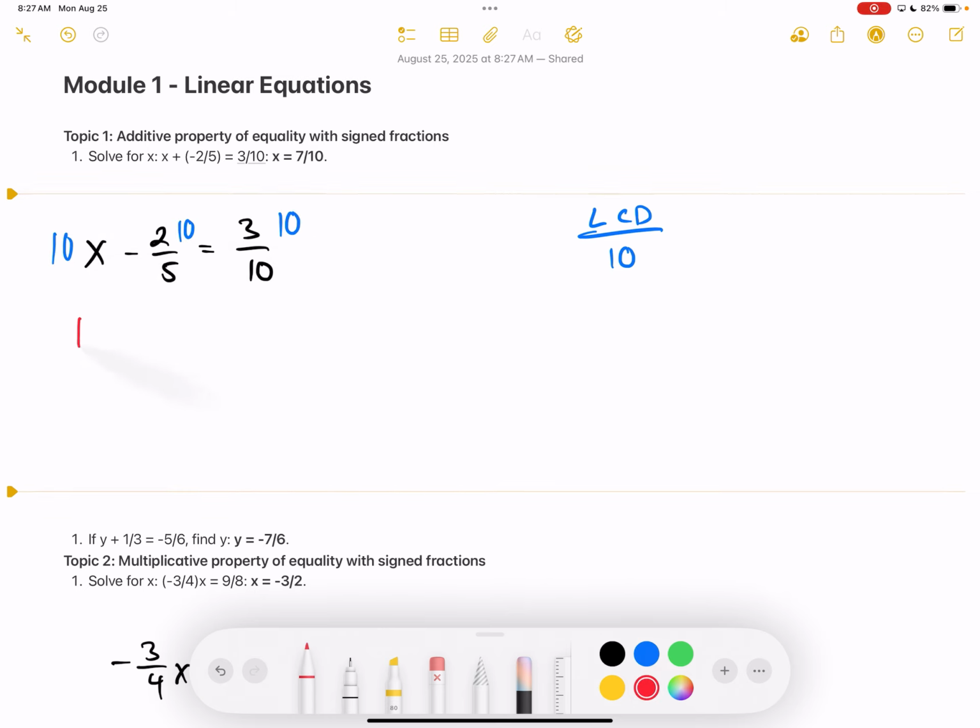So 10 times x would be 10x. 10 divided by 5 is the easiest way to do this. 10 divided by 5 is 2. And then negative 2 times 2 is negative 4. And then here, 10 on top, 10 on bottom, they cancel out, and I get 3.